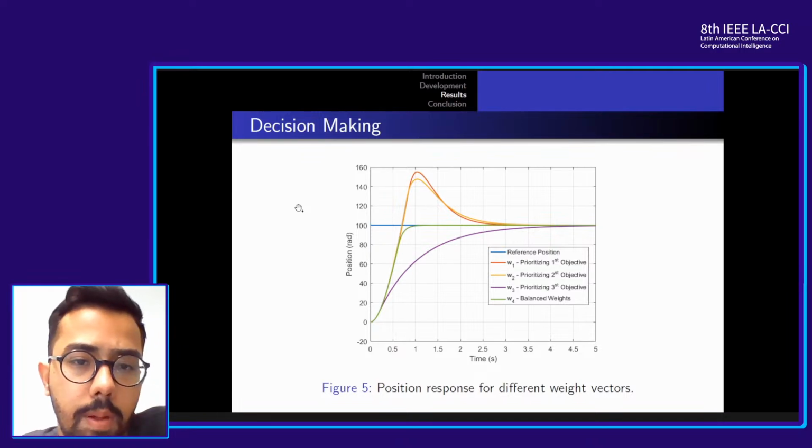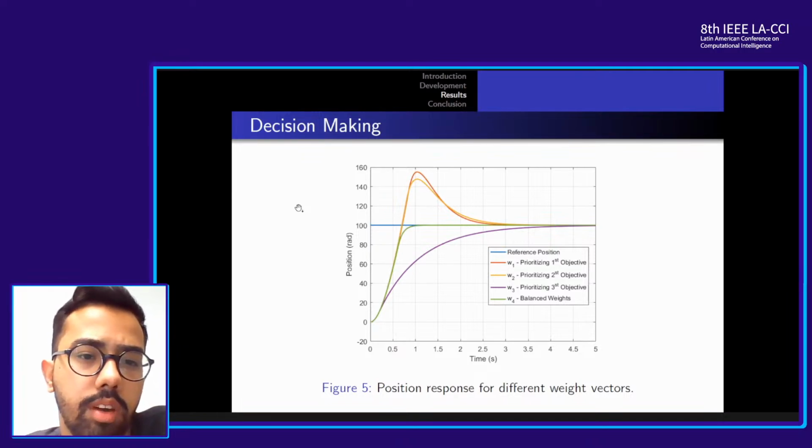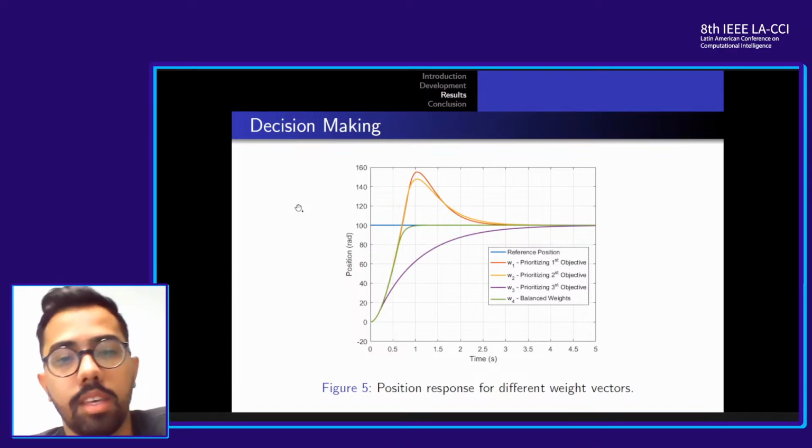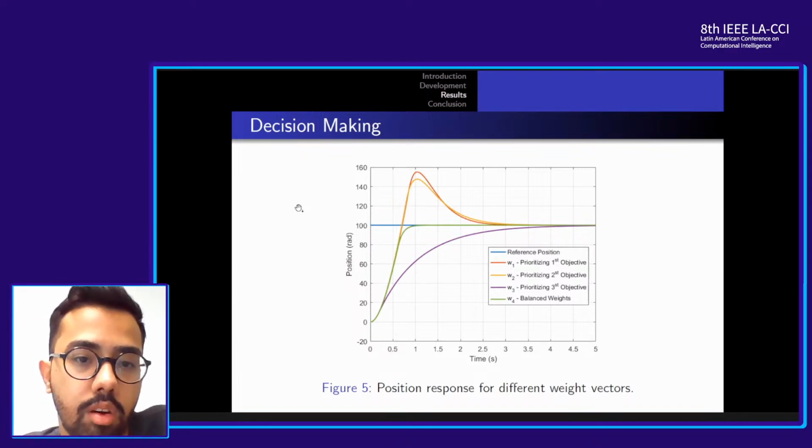According to the trade-off between all the objectives, the position response that complies with the objectives having the same degree of importance has shown to be more appropriate when fast position control with minimal steady state error and overshoot matters.